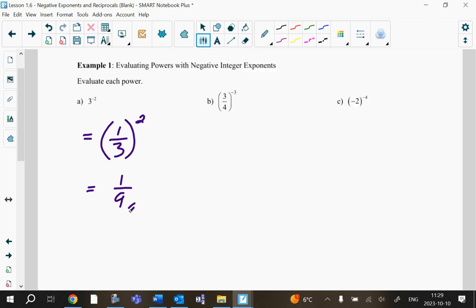How do I write b with a positive exponent? Like this? Parentheses. These are brackets. And what is 4/3 to the positive 3? Well, that's the same as 4 to the 3 over 3 to the 3. 4 to the third, 64 over 27. Good.